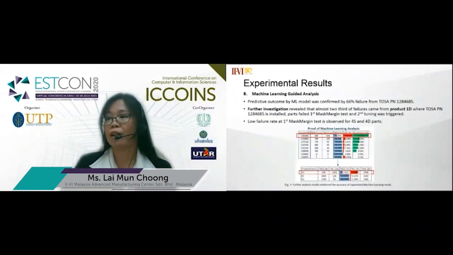The prediction outcome was confirmed by a 66% failure from the TOSA of this specific supplier. Further investigation revealed that almost 2/3 of the failures came from product 1D, where the TOSA is installed and parts failed the first mass margin test and second tuning was triggered, contrary to a lower failure rate at the first mass margin test observed for products 4S and 4D.